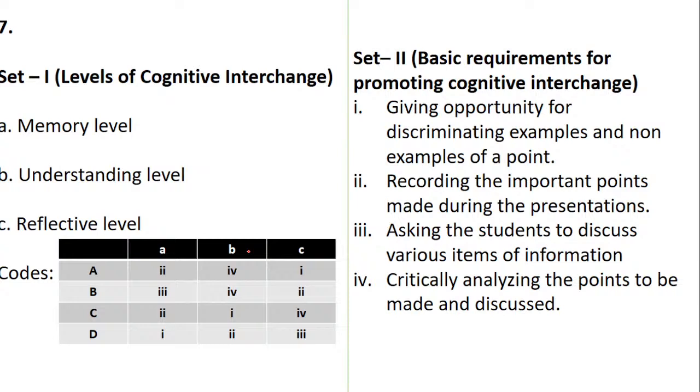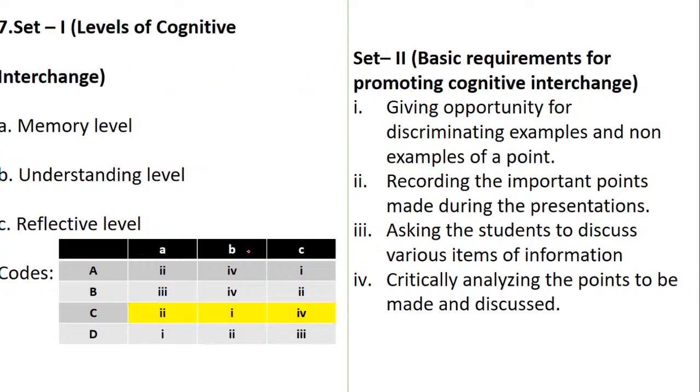I've started getting answers. Majority of you have answered option C, which is exactly correct. When we talk about memory level, before looking at the options, if you can quickly recall, it is rote learning, memorizing. So giving an opportunity to discriminate, no. Recording the important points, recording is something you talk about recalling. Yes. Asking students, no. Criticizing, no. So obviously for memory level the right option will be 2.